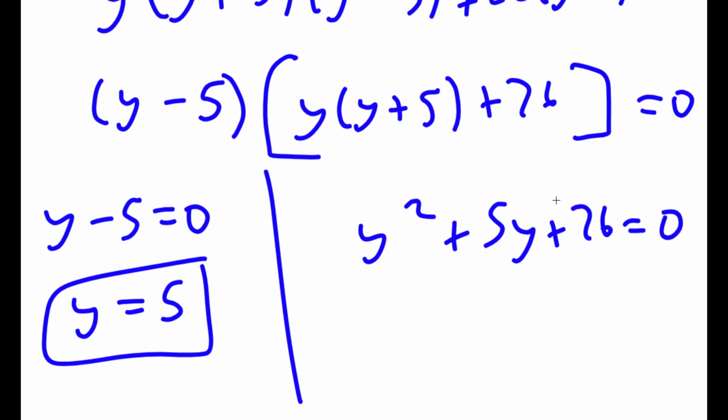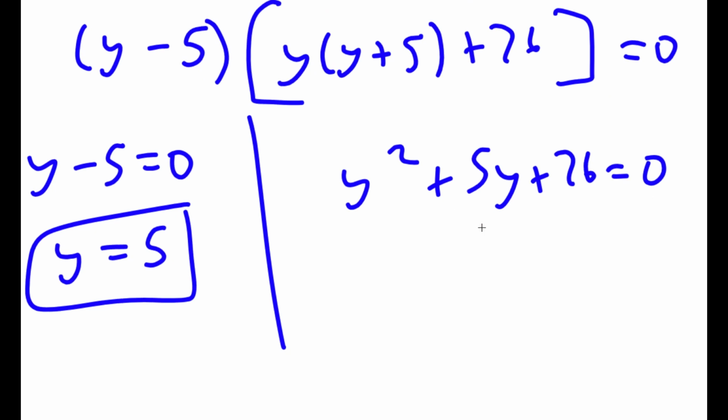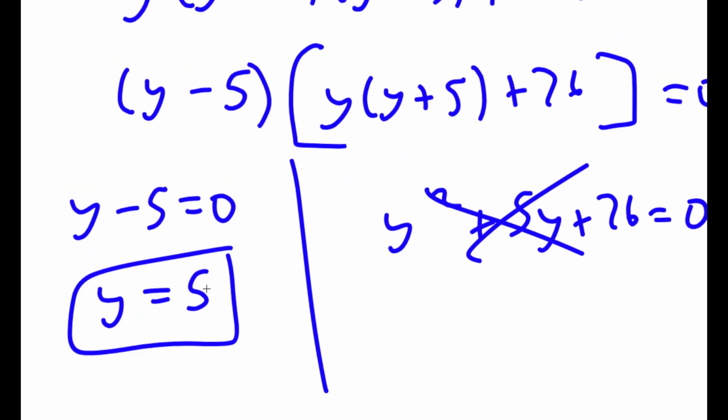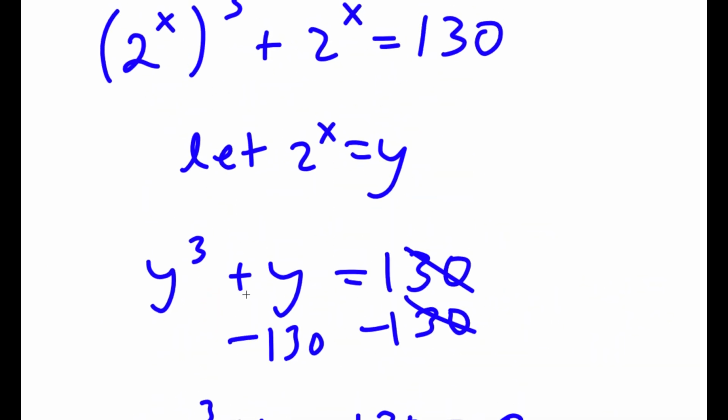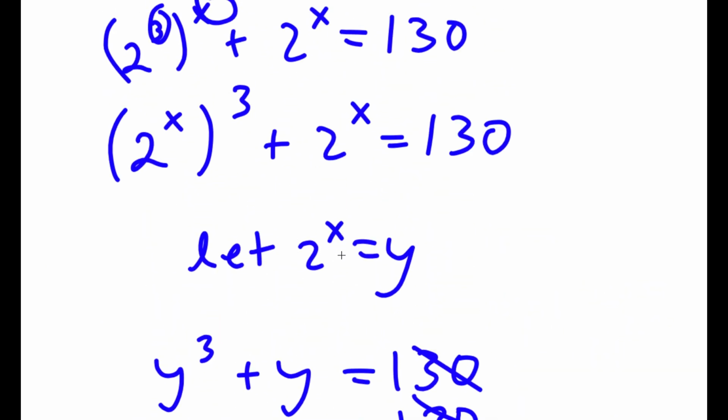And to solve this, we actually have to use the quadratic formula, and I'm not going to waste your guys' time by doing it, but if you do end up doing it, it actually won't work because you get the square root of a negative number, and you can't take the square root of a negative number. So we are left with y equals 5, and remember how we let 2 to the power of x equal to y.